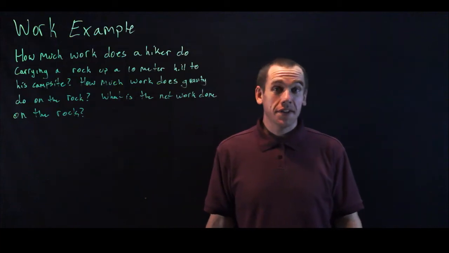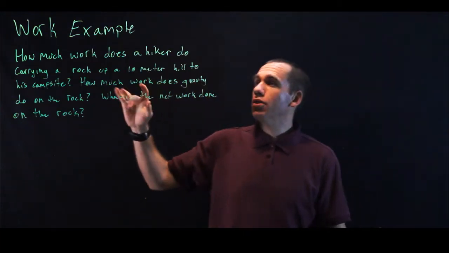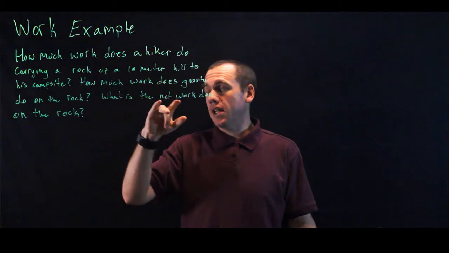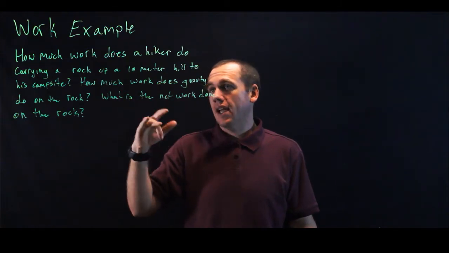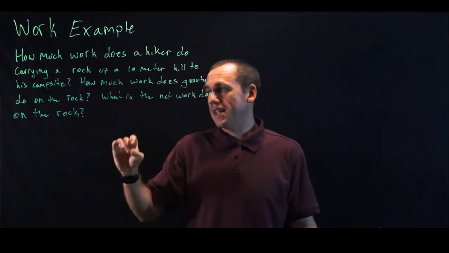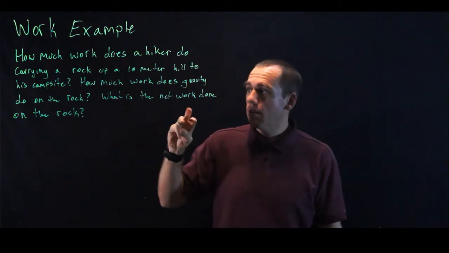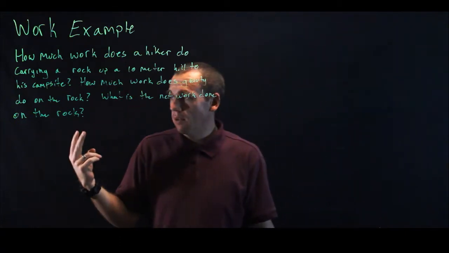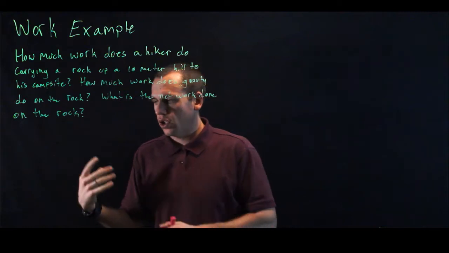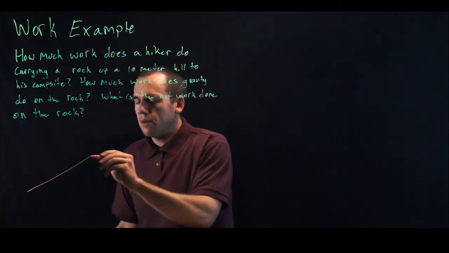In this lesson, we're going to do an example work problem. So here's the problem. How much work does a hiker do carrying a rock up a 10-meter hill to his campsite? How much work does gravity do on the rock? What is the net work done on the rock? So, three things: work done by the hiker, work done by gravity, and the total work or the net work done on the rock. So, I'm going to start with a picture.